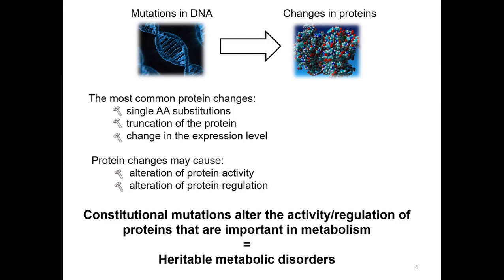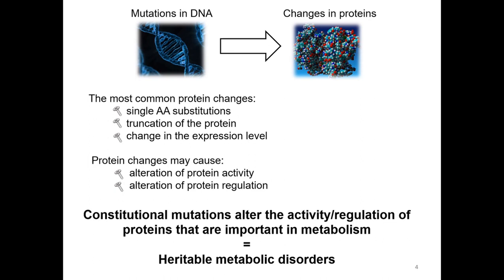So we know that in the DNA, we have the storage of all the information required to produce proteins, and we know that enzymes are proteins. So what happens if we have a mutation, an alteration in the sequence of the DNA? Well, that mutation will translate into an alteration of a protein. And the most frequent changes in the proteins caused by mutations in the DNA are amino acid substitutions, truncation of the protein, or changes in the expression level.